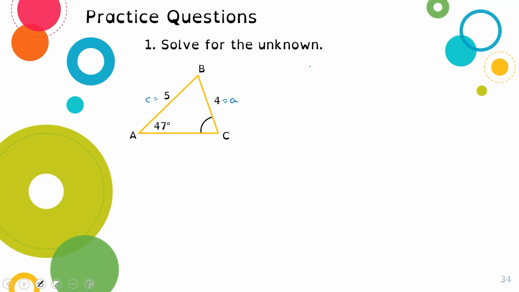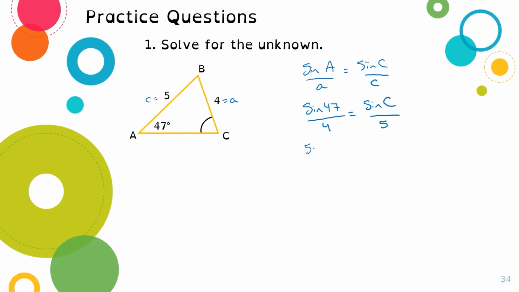Because I'm finding the angle, I'm going to use the sine law that finds angles easier. So sine A over A is equal to sine C over C. Now I'm going to fill in what I know. Sine 47 divided by 4 is equal to sine C divided by 5. Then in order to cancel off this 5, I'm going to multiply both sides by 5.